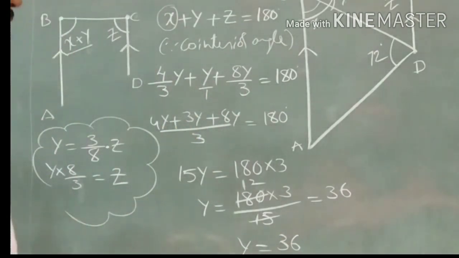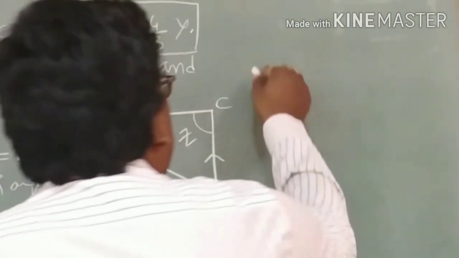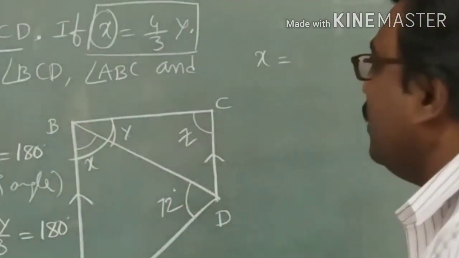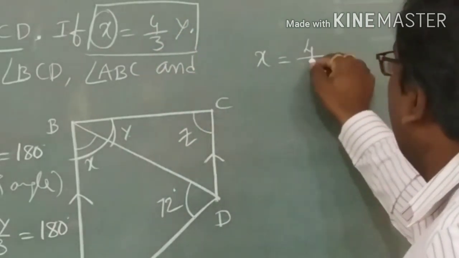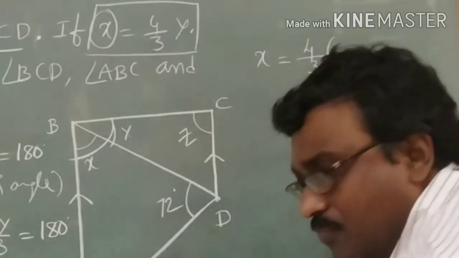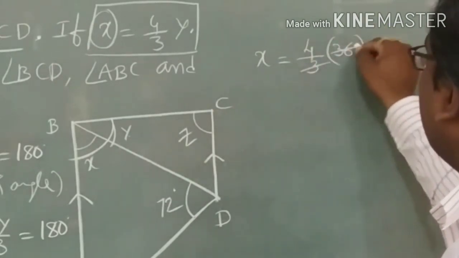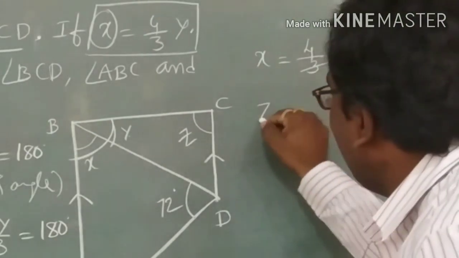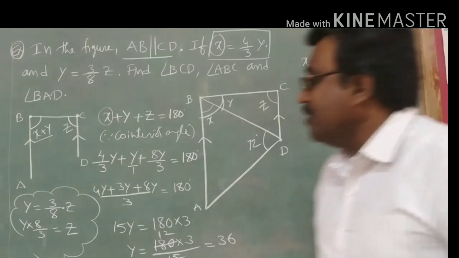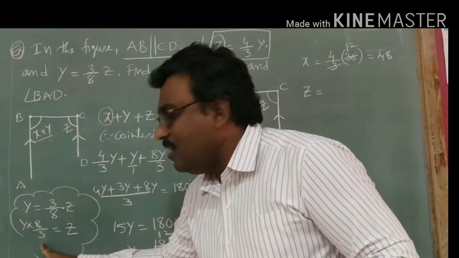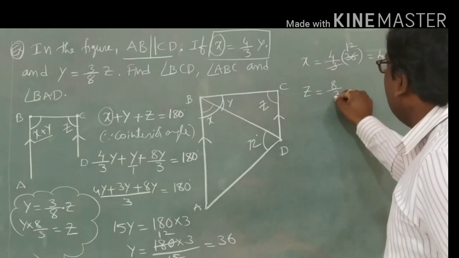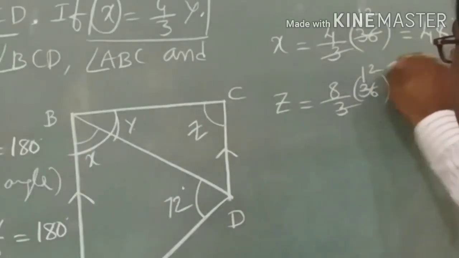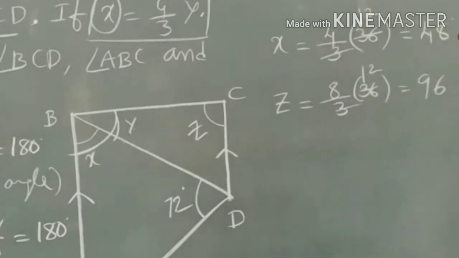What is y value? 36. Now we will find x and z. X is equal to, what is x value? 4/3 y. What value of y? 36. So 3 in 36, 12 times 4 12s are 48. Next, z value. I am finding z value. Z value is how much? Y into 8/3 or 8/3 times y. So 12 times. So 8 12s are 96. So x value is 48, y value is 36, z value is 96.